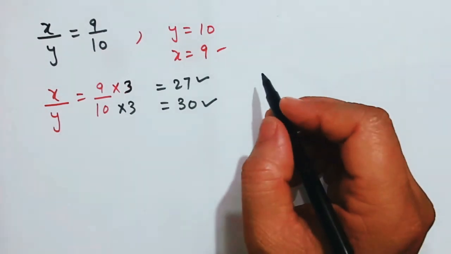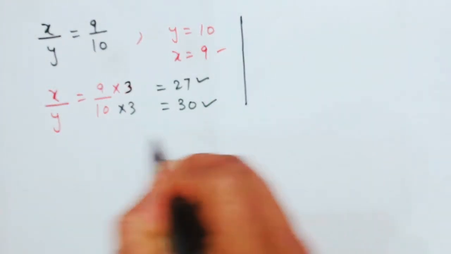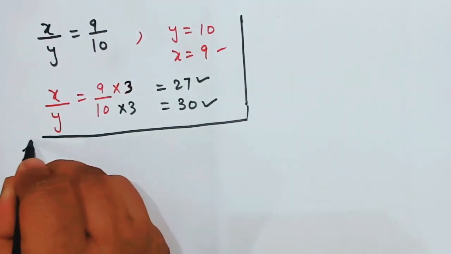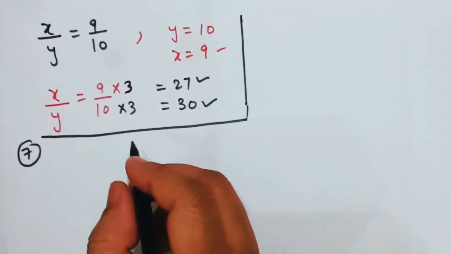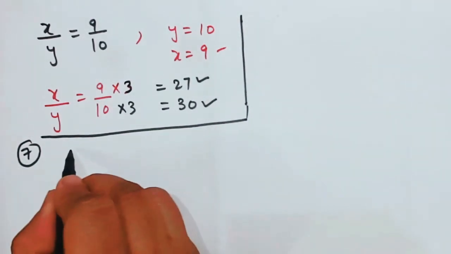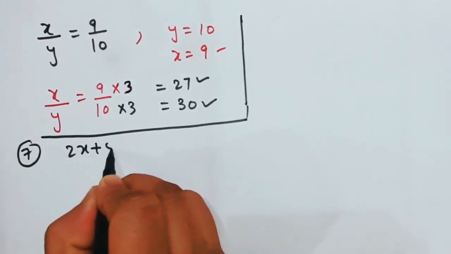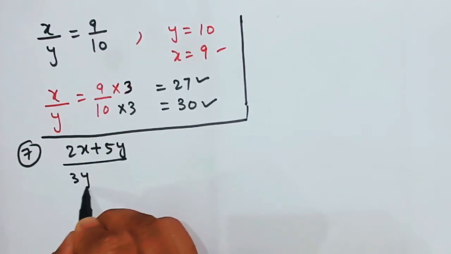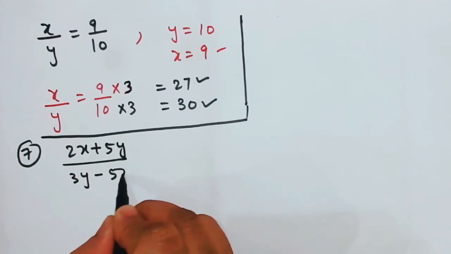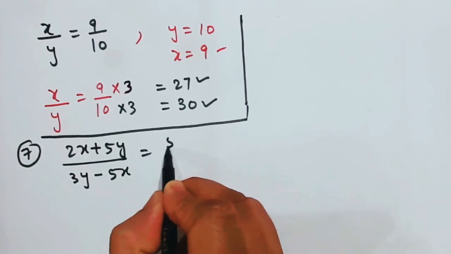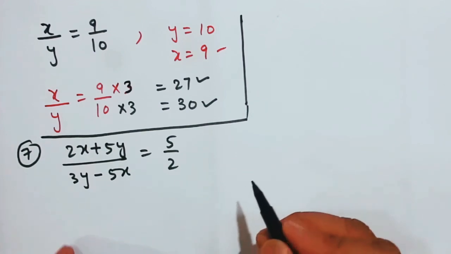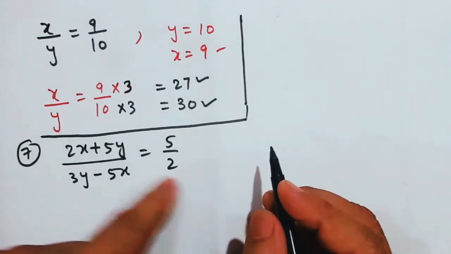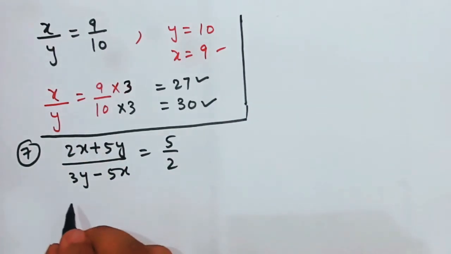The same type of sum is given in the last one, that is number 7. So number 7 should be done very quickly. Let us see. 2x plus 5y by 3y minus 5x is equal to 5 by 2. Clear? Now, in order to bring it into a straight line form, we'll have to cross multiply it. So let's cross multiply it.